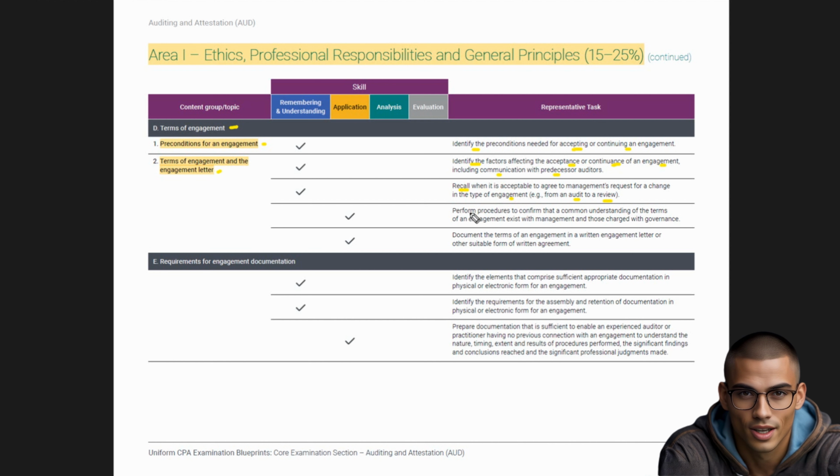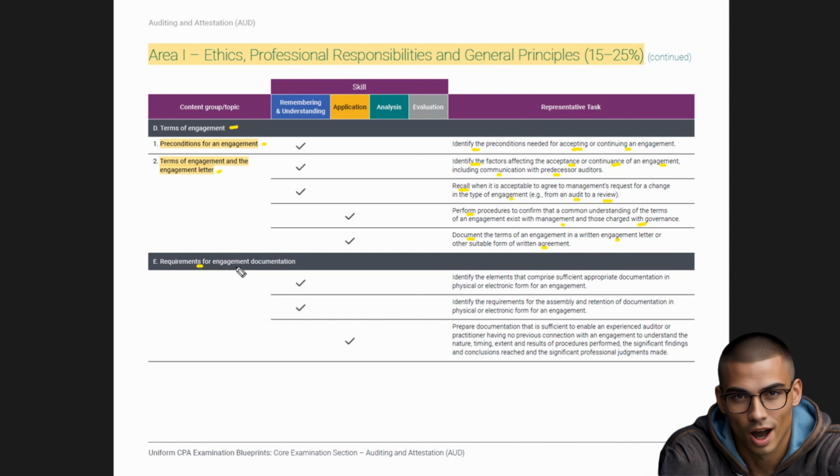Next, you'll need to understand how to perform procedures to confirm that a common understanding of the terms of an engagement exists with management and those charged with governance. And you'll also need to be able to document the terms of an engagement in a written engagement letter or other suitable form of written agreement.